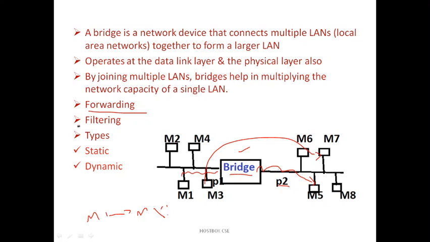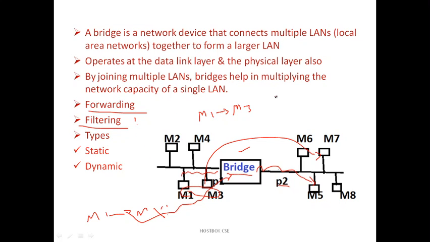So what is filtering? That means stop, or temporarily stop, or remove the process. Why? Let's assume that in the same LAN configuration, M1 wants to send a message to M3. The message will directly pass from M1 to M3, no doubt. It also goes to the bridge, and after that the bridge filters and stops it, because there is no need: the M1 to M3 communication is already over. So like that, filtering stops it.